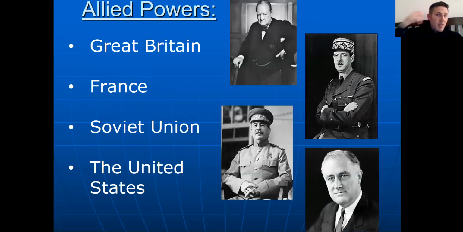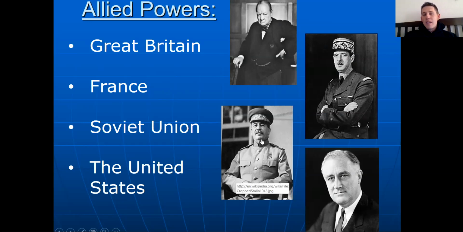Okay, so let's talk about the Allied powers. When you see Allied powers, that's the good guys. You have Great Britain, with Winston Churchill. You have France and their leader with this flowery hat. You've got to love this guy. The Soviet Union, this is Joseph Stalin. He's a bad guy, we'll talk about that in a second. And then the United States, this is FDR, Franklin Delano Roosevelt.